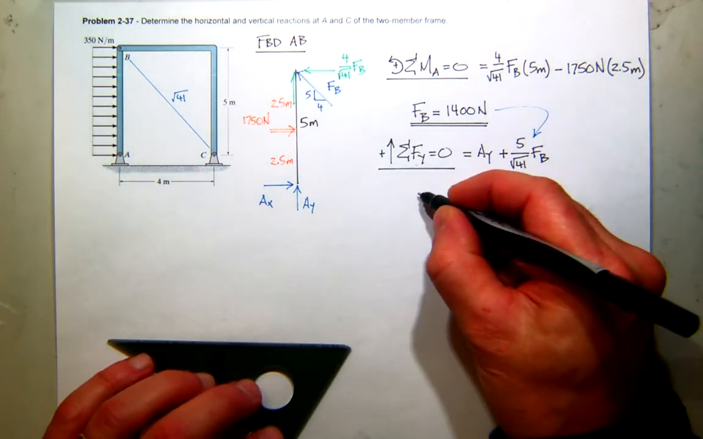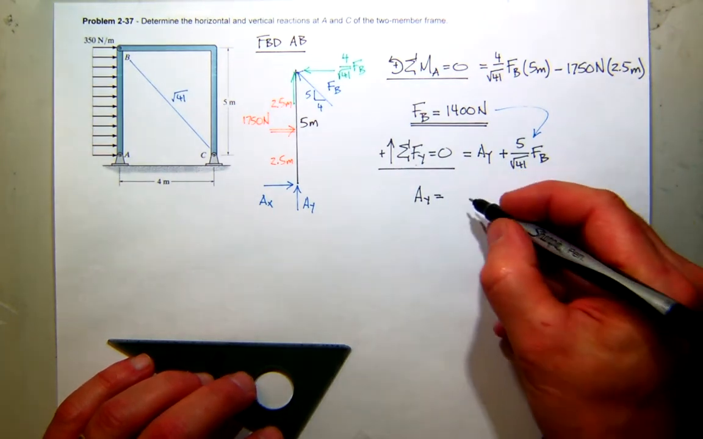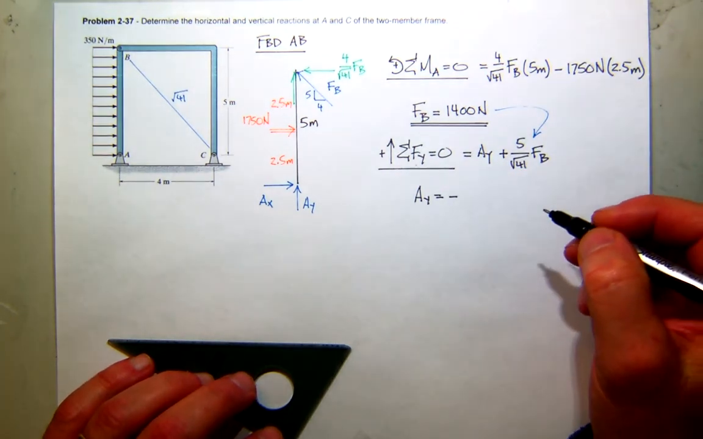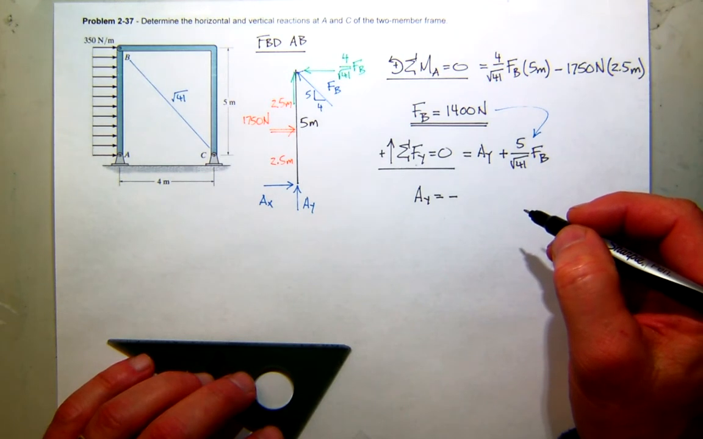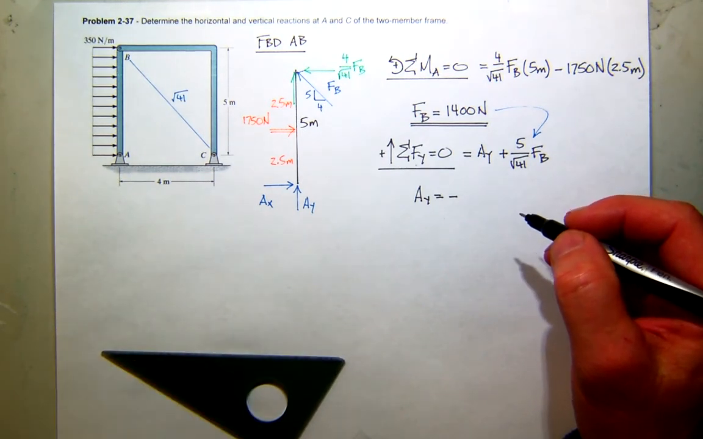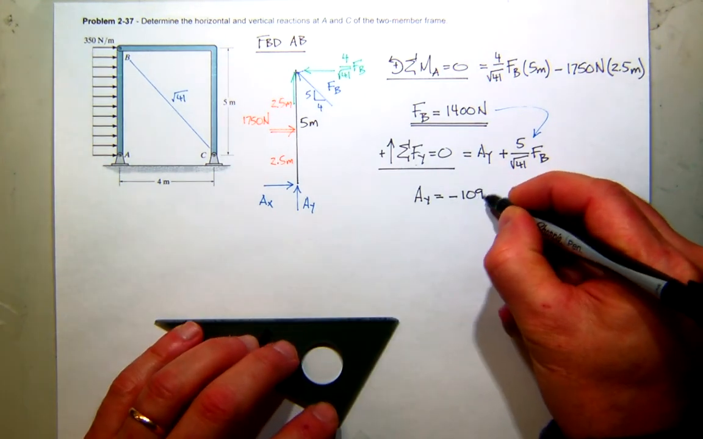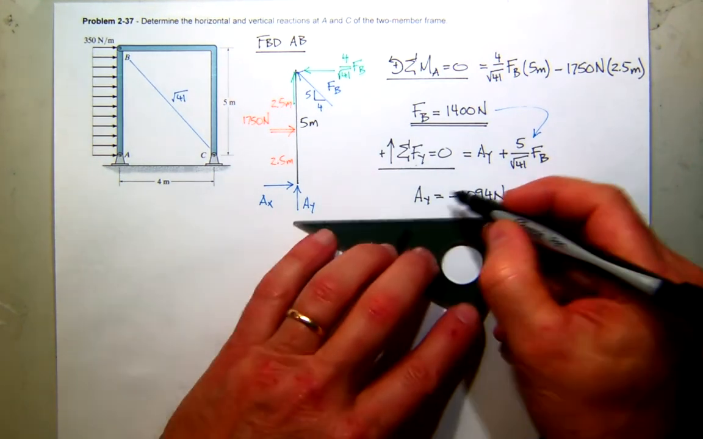It looks like AY is going to be negative. 1091? 1094. Anybody else get 1094? Yes. Yep. And that's also newtons.